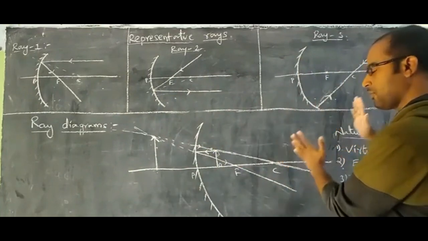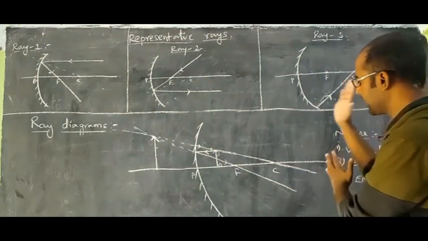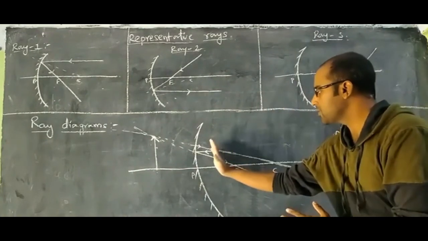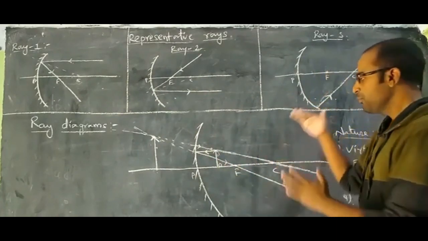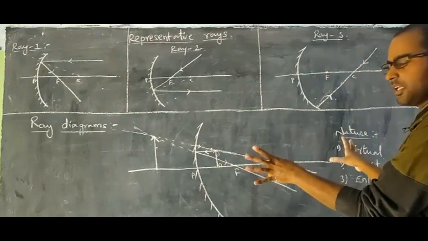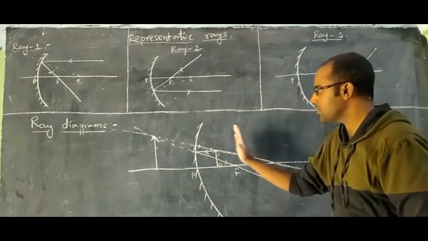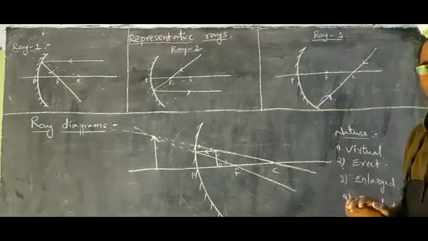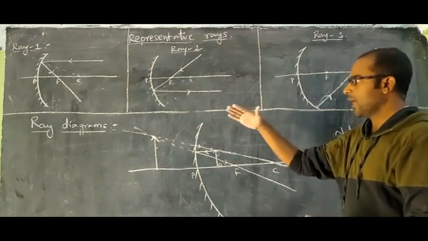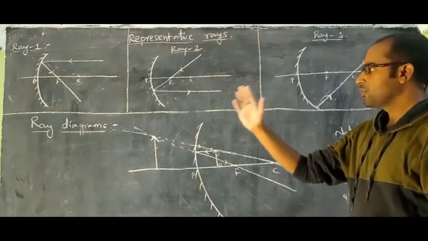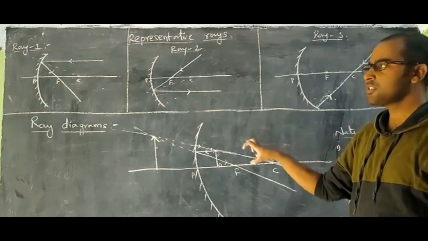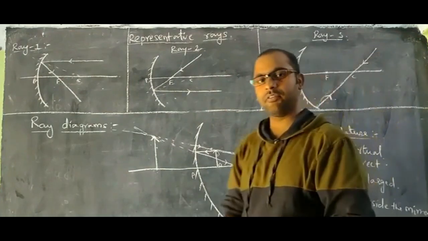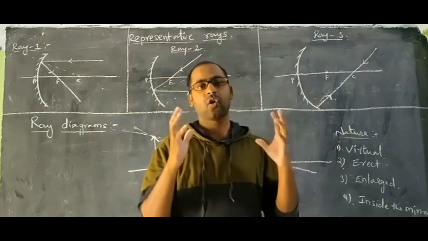First we placed the object beyond center of curvature, next at center of curvature, then between F and C, then at F, and now between P and F. In this total thing, as we compare the images, as the object is moving towards the mirror, the image is moving away from the mirror. That is a pattern we can observe here. So now we have completed the ray diagrams of concave mirrors based on the representative rays. In the next class we will learn the ray diagrams of convex mirrors.